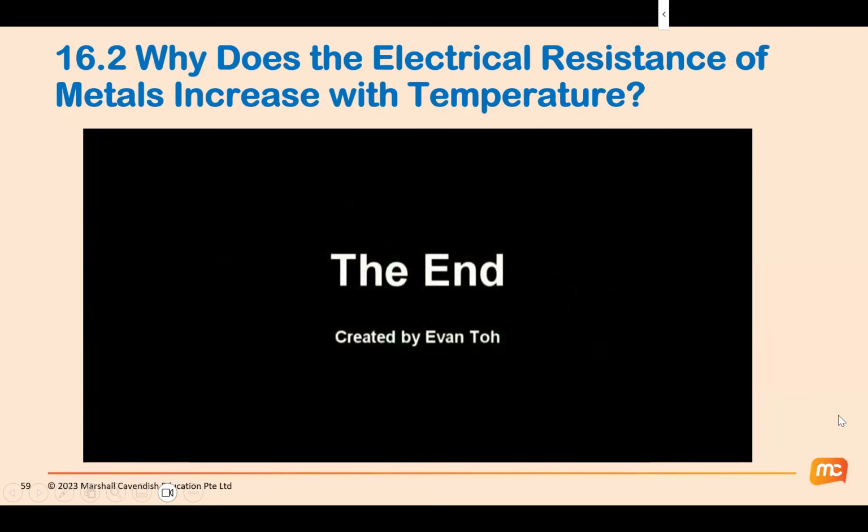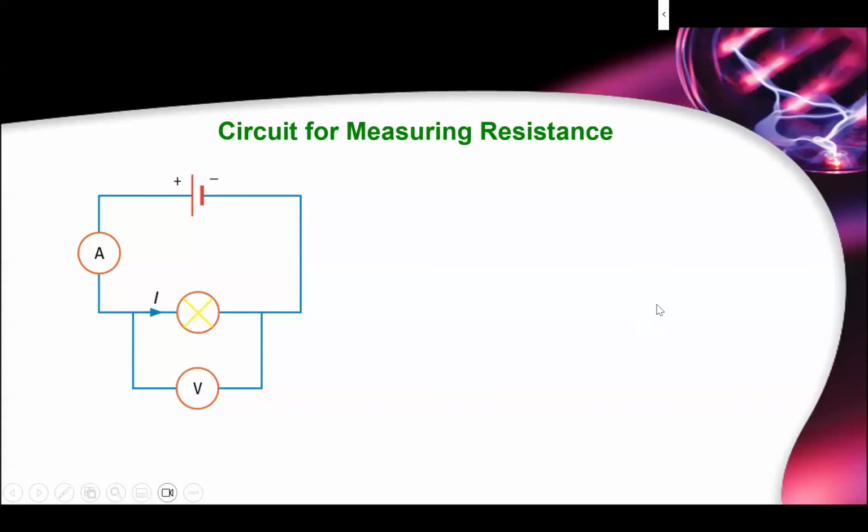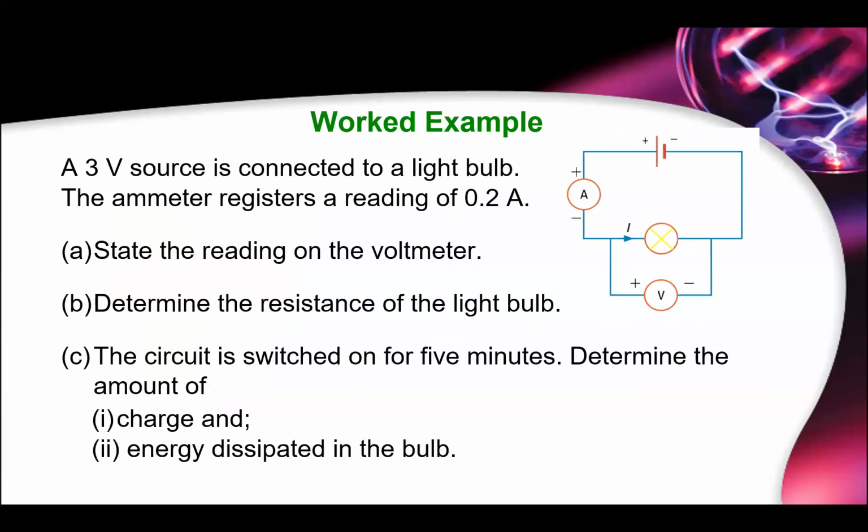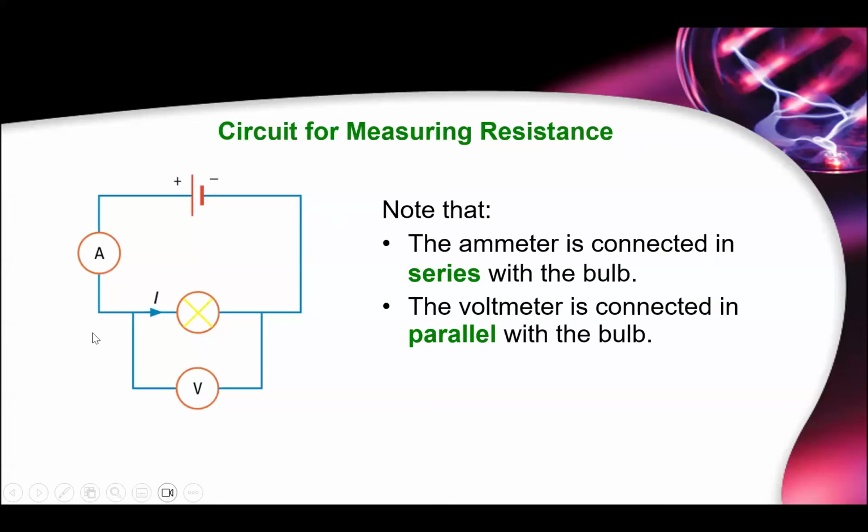Okay, let's move on. How do we measure the resistance of certain components? Again, you can use a multimeter, but you are not allowed to use a multimeter for O level. So you need to know how to measure resistance. In order to measure resistance, we need the voltage and the current. For example, to measure the resistance of the light bulb, I need the voltage across the light bulb as well as the current flowing through it.